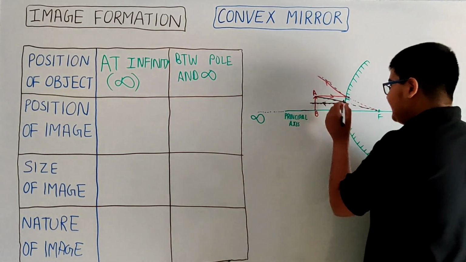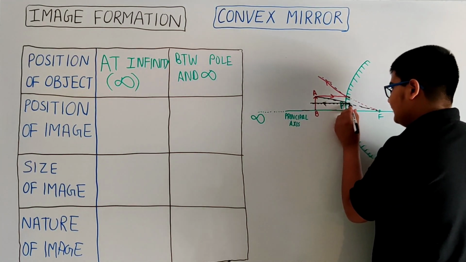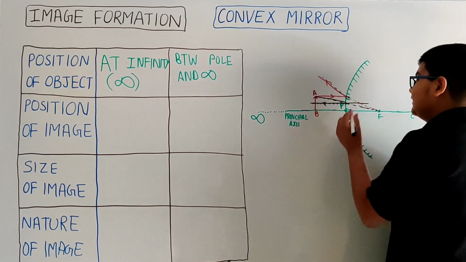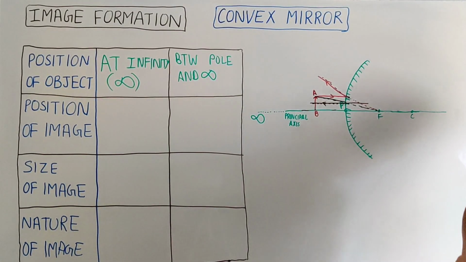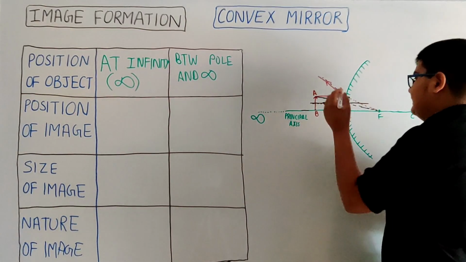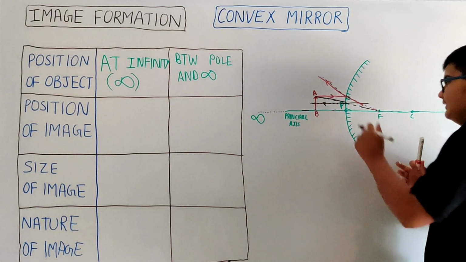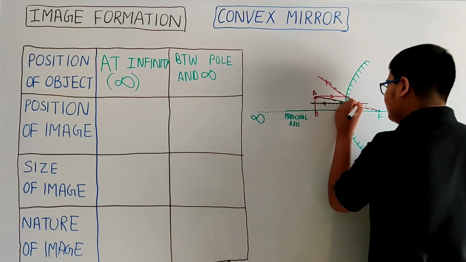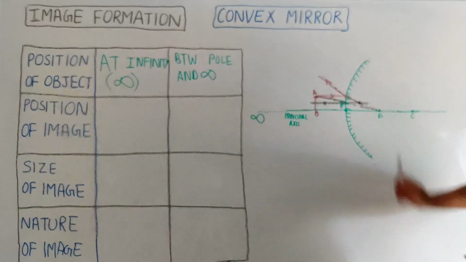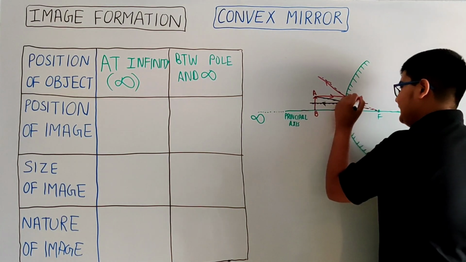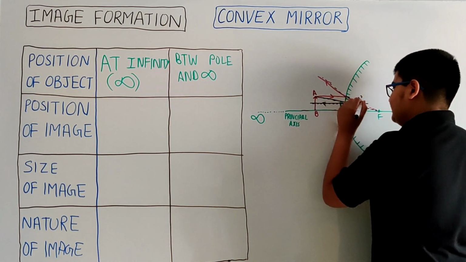And now when you extend this reflected ray back, you will find that both of these reflected rays meet at this point. So both of these rays will meet at this point, and here the image will be formed. That is A dash, B dash.